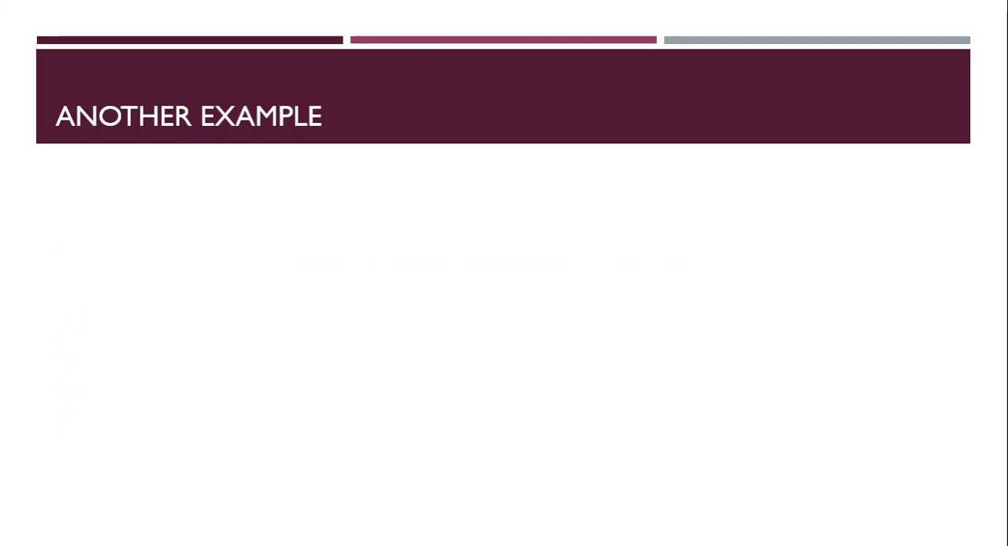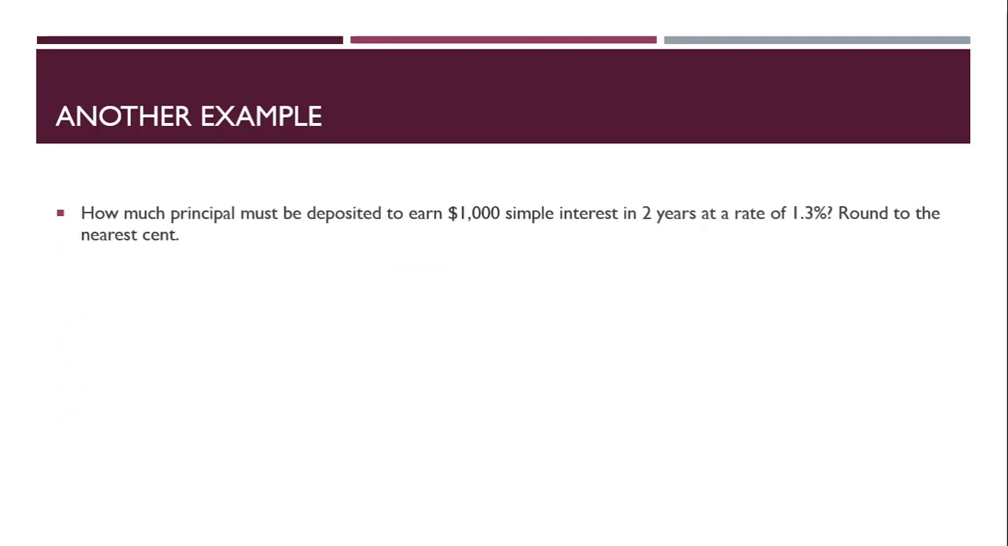Okay, here's another example of interest rates. So how much principal do we need to deposit to earn $1,000 in interest in 2 years at a rate of 1.3%? And we want to round this to the nearest cent. So we are actually solving for a different variable now. We're not solving for I, we know I. We're solving for a capital P.